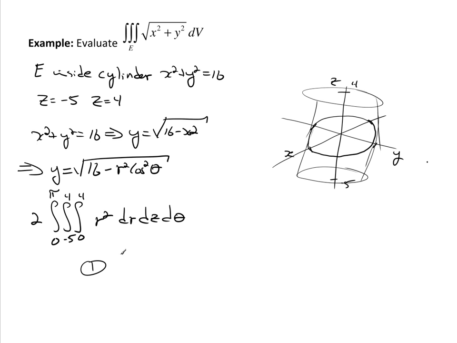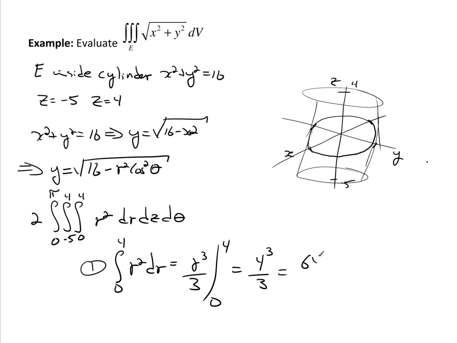So this first piece, I simply will integrate from 0 to 4 of r squared dr, which equals r cubed over 3 from 0 to 4, which is 4 cubed over 3, which is 64 over 3.